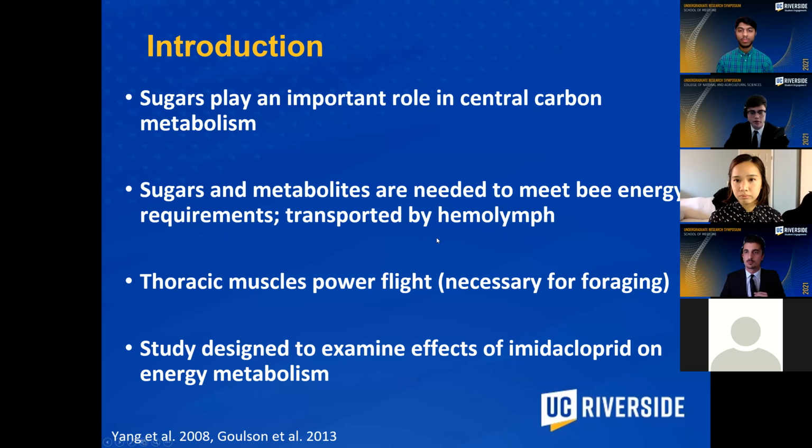Thoracic muscles are very important because they power flight, and they are necessary for foraging. Flight and foraging are very energetically demanding behaviors displayed in bees. Hemolymph is in constant circulation and interaction with these tissues and muscles. These studies were designed to examine the effects of imidacloprid on energy metabolism.